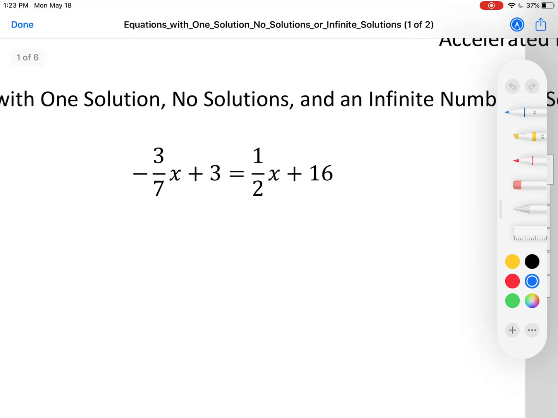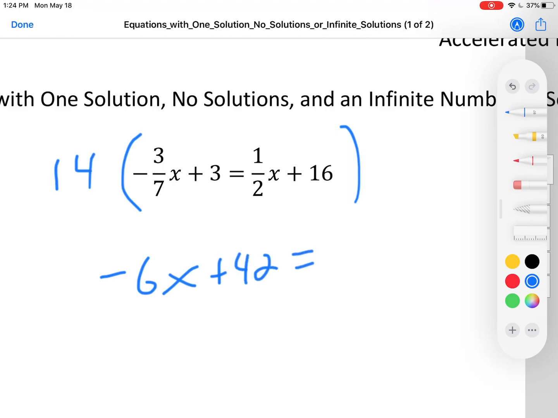Okay. I don't like those fractions, so I'm going to get rid of them. 7 and 2 both go into 14, so I'm going to multiply everything by 14. Okay, 14 divided by 7 is 2. 2 times 3 is 6, so we'll turn it into negative 6x. 14 times 3 is 42, equals 14 times a half is 7, so 7x. 14 times 16 is 224, so plus 224.